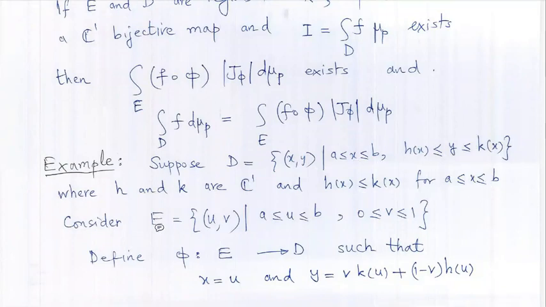Consider another region E in (u, v) such that a is less than or equal to u is less than or equal to b, and 0 is less than or equal to v less than or equal to 1, and we can define a mapping phi from E to D such that x is equal to u and y is equal to vk plus (1 minus v)h. So from here you can see that whenever you put u equal to a, you get x equal to a. When you put u equal to b, you get x equal to b. When you put v equal to 0, you get h of u, and when you put v equal to 1, you get k of u. So between 0 and 1, you have the values between h of x and k of x. So this mapping transforms the points from E to D.